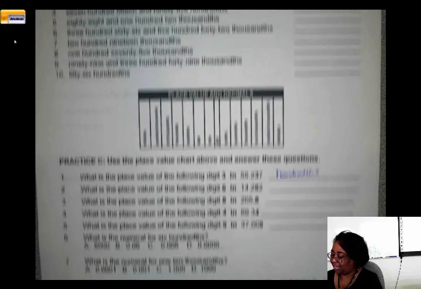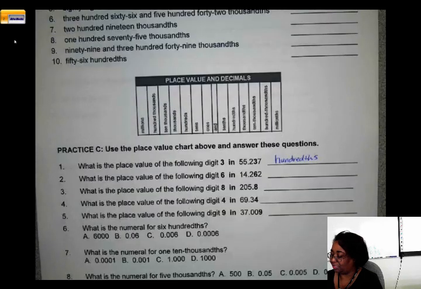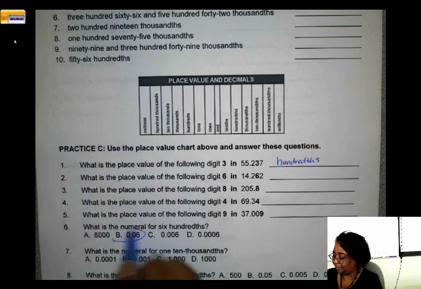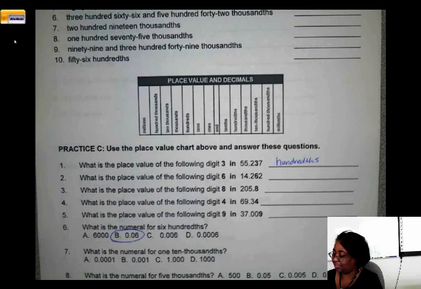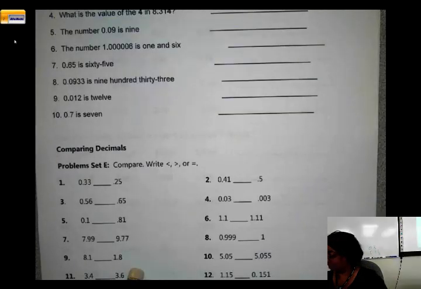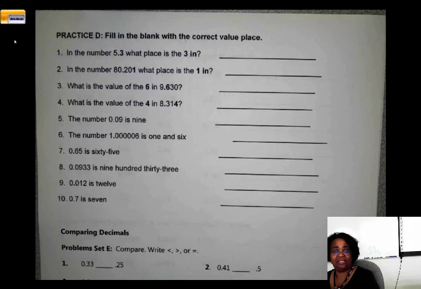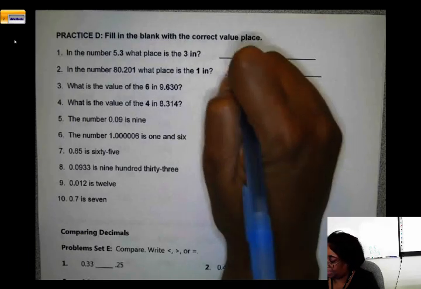On question number 6, what is the numeral for 6 hundredths? Is it A, B, C, or D? B. 6 hundredths. Okay, so that page should be pretty easy to do. You guys can finish the rest. On page 4, practice set D, you have a variety of questions regarding place value. In the number 5.3, what place is the 3 in? And that's the tenths.